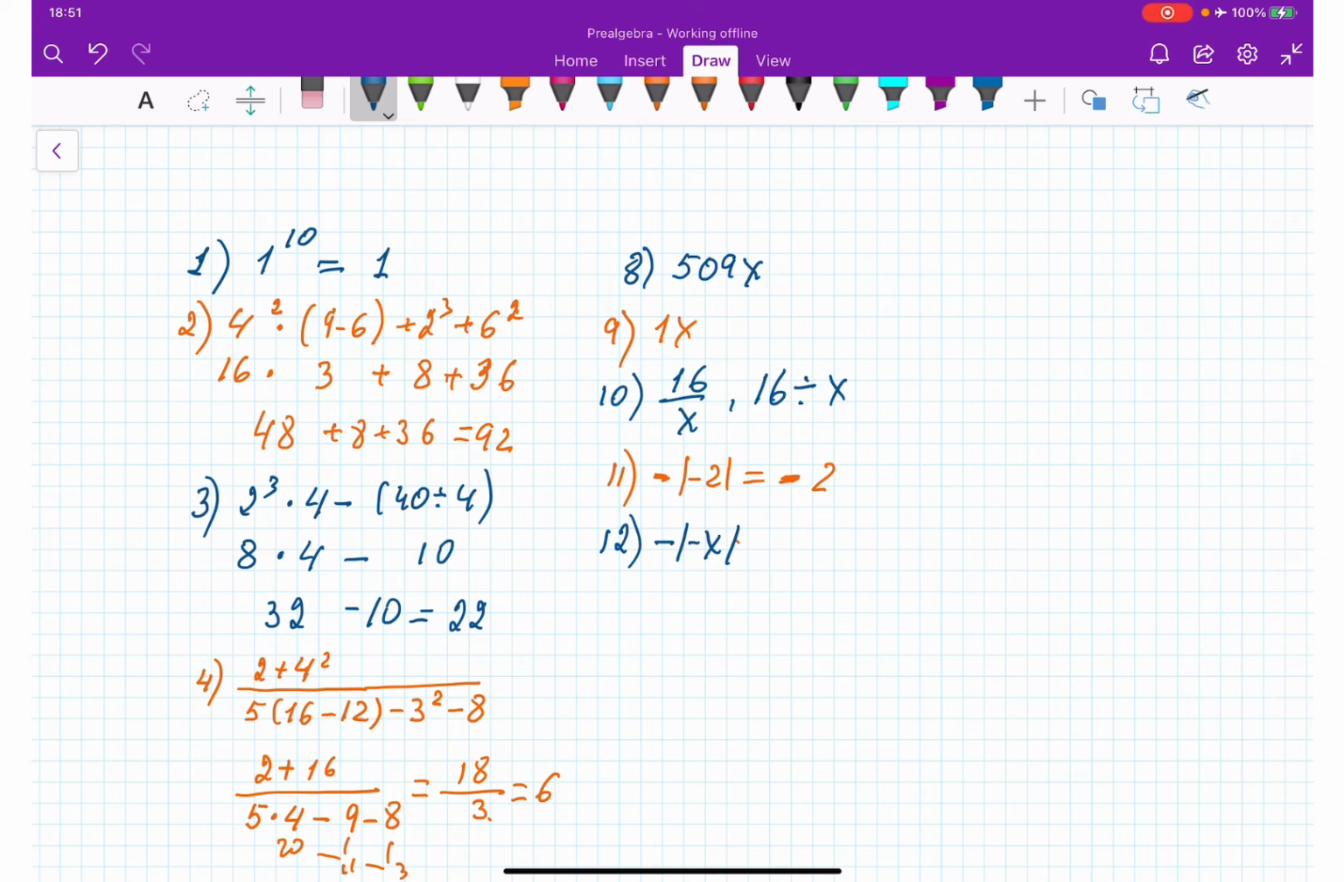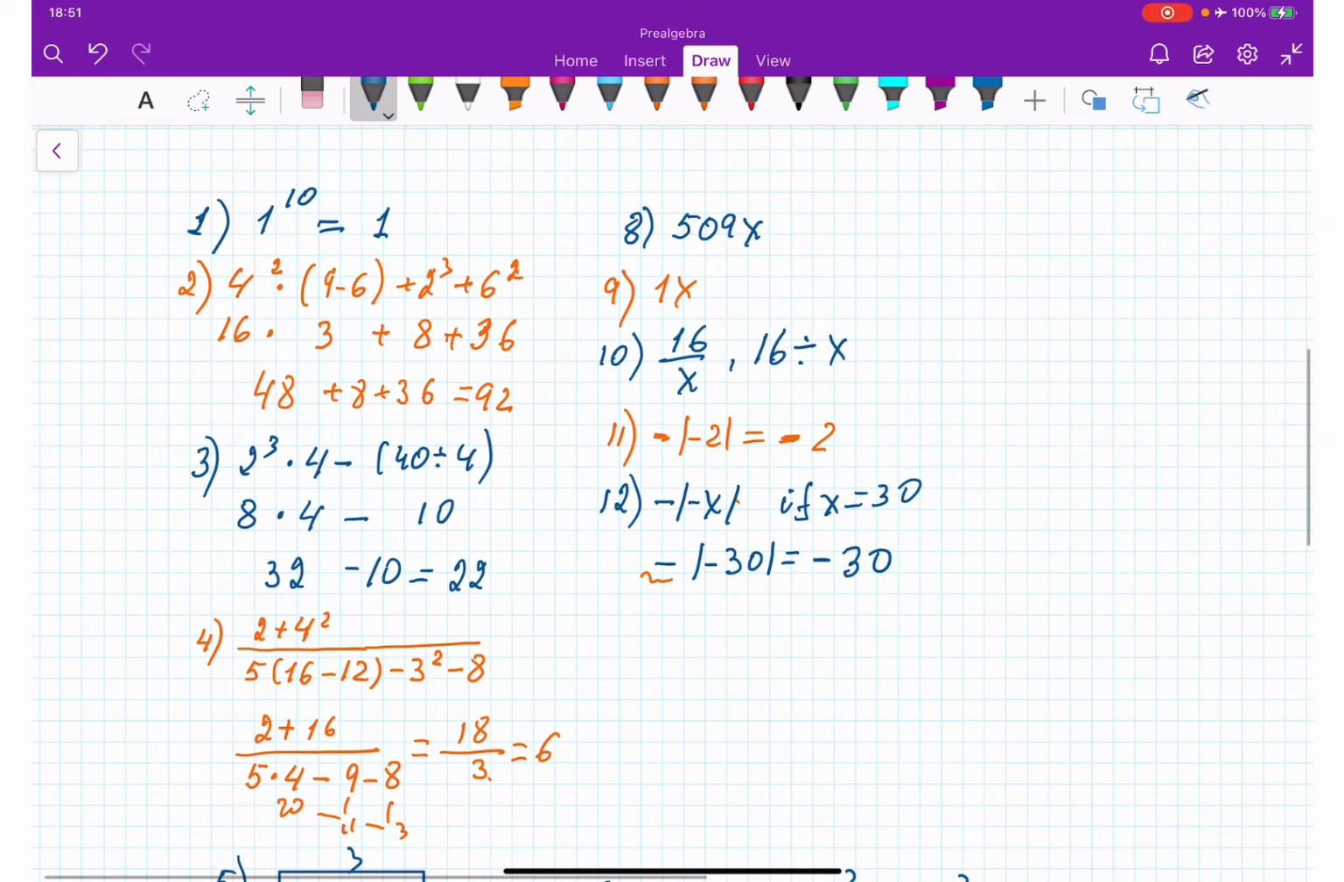Negative x, if x is given, it's 30. If x wouldn't be given, it would be a different story. We have negative absolute value of negative 30. So this negative has nothing to do with absolute value. It's going to go as an output, negative. And absolute value of negative 30 is 30.